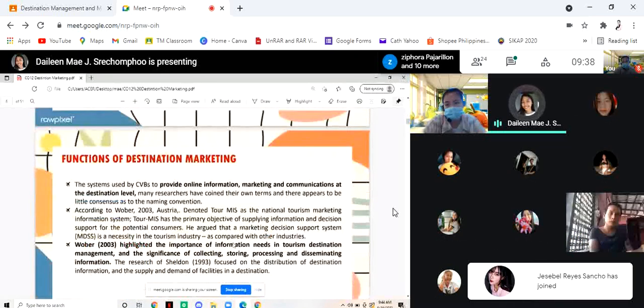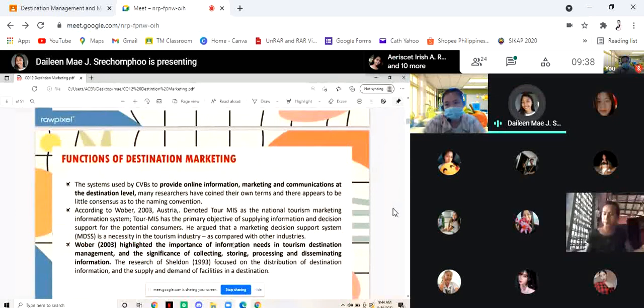The system used by CVBs provide online information, marketing, and communications at destination level. Many researchers have coined their own terms, and there appears to be little consensus as to the naming convention. So, CVBs daw ang nagpo-provide ng online information, marketing and communications sa kanilang mga platforms na ginagamit sa web.